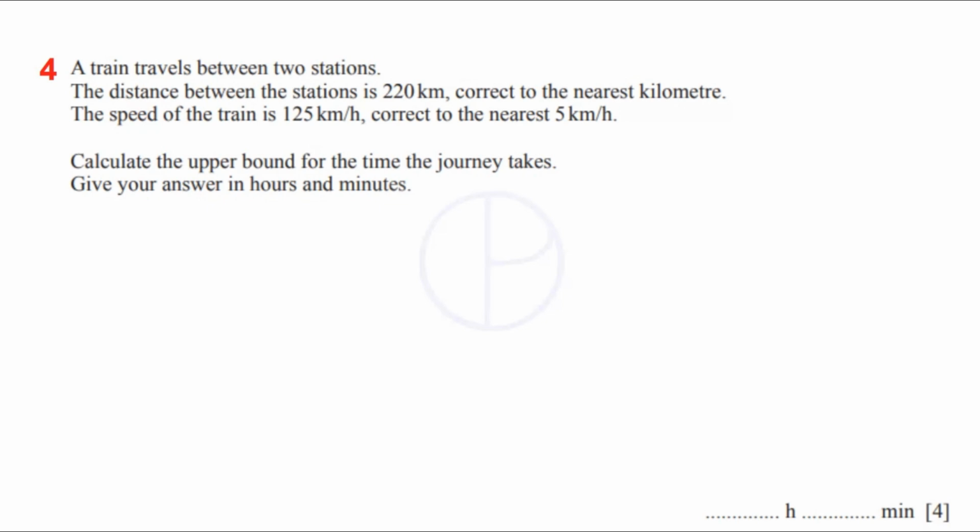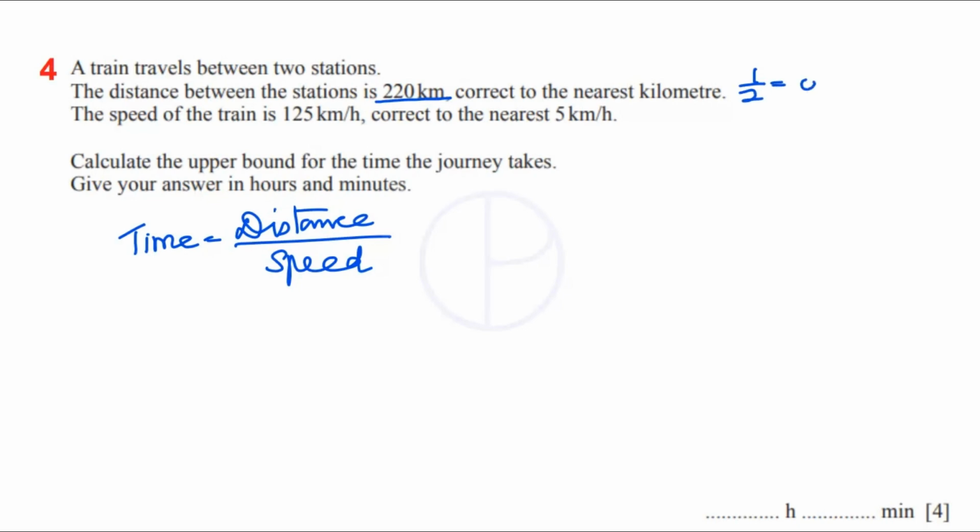Okay. So the distance and speed is given. We need to calculate the time. Time equal to distance divided by speed. The distance is 220 km, correct to the nearest kilometer. So 1 divided by 2 is 0.5. So 220 plus or minus 0.5 is the upper and lower limit.